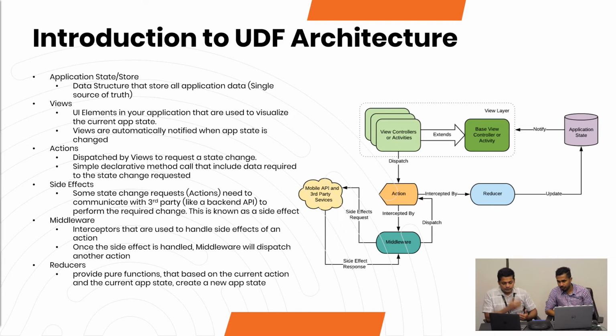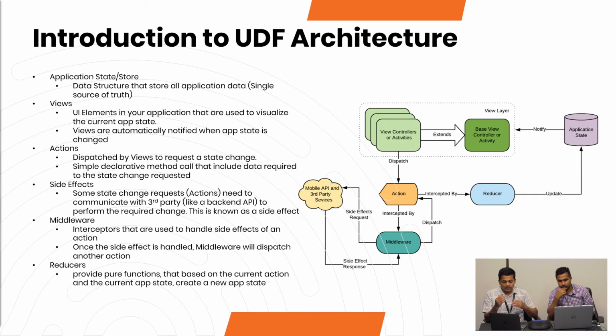And then there are views. Views are just UI elements in your application that are used to visualize the current state of the application using the app state. Views are automatically notified when the app state changes. If you look at the diagram here, you can see that from the application state, a notification comes into the view layer.